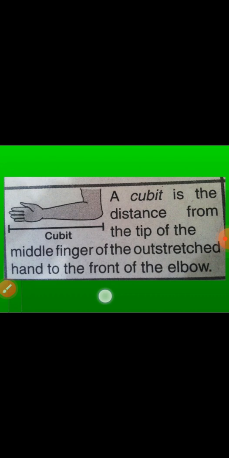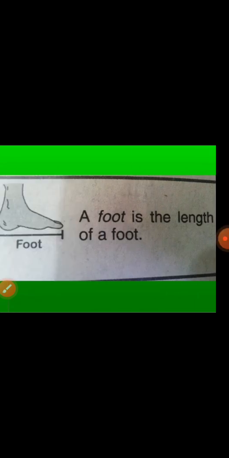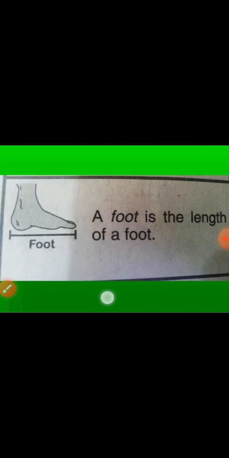Cubit is the distance from the tip of the middle finger of the outstretched hand to the front of the elbow. And as you all know, foot is the length of a foot. So this is how ancient people used to measure the length of an object or distance of any place, which is quite inaccurate because, as I told you earlier, of the varying size of hand and foot.